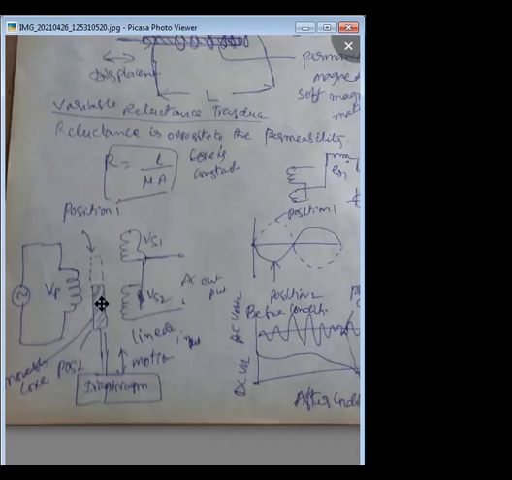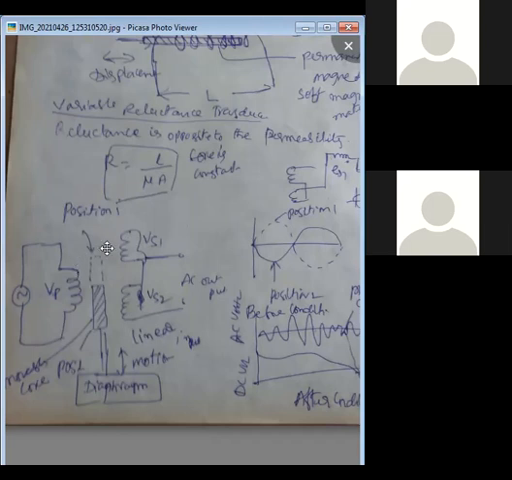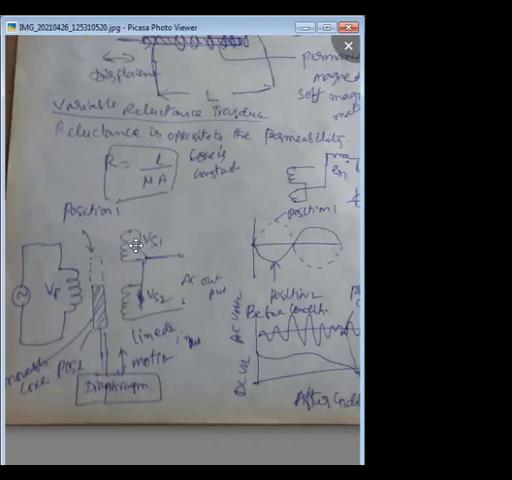Suppose the core is moved very far away from VS2, then most of the flux will be coupled with VS1, and due to that we will get most of the voltage at ES1, and ES2 is 0. So that is the maximum value. The dotted line indicates position number 1. At the maximum position, if most of the core is near VS1, we will get most of the voltage at the output.